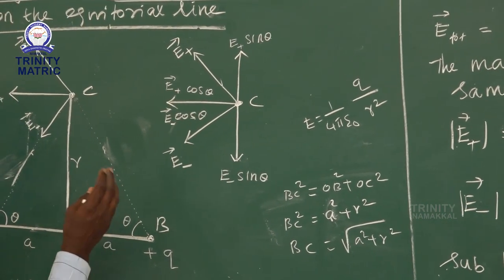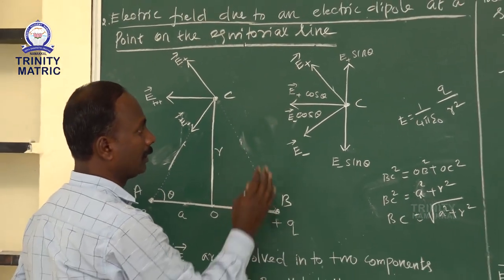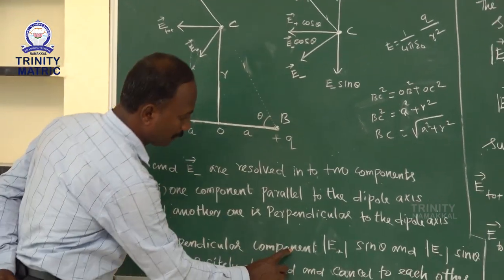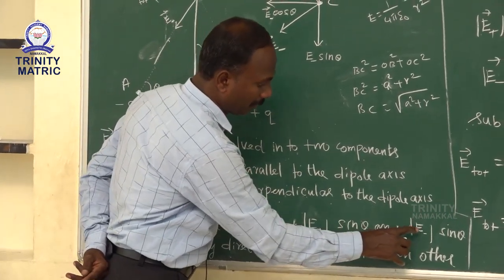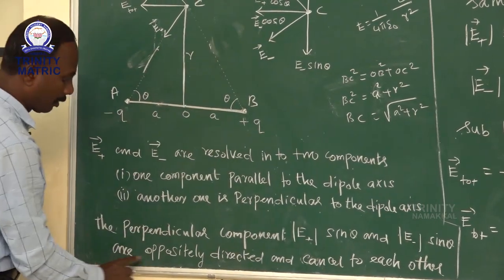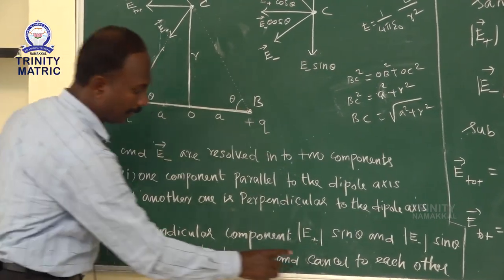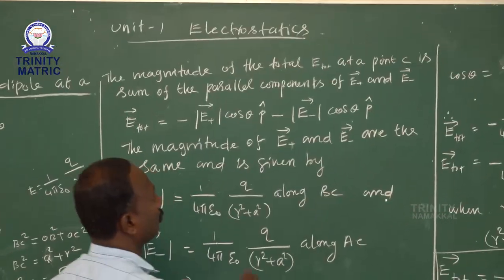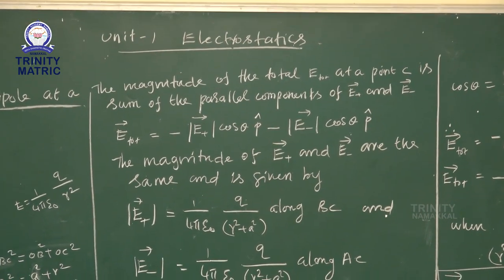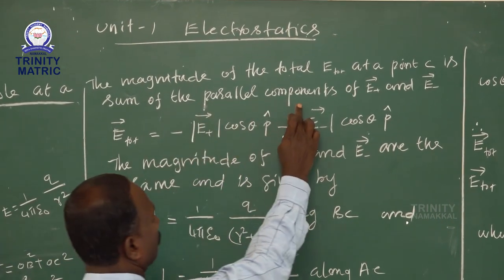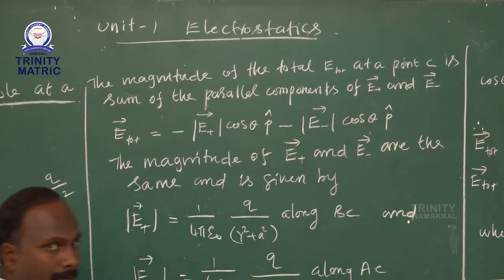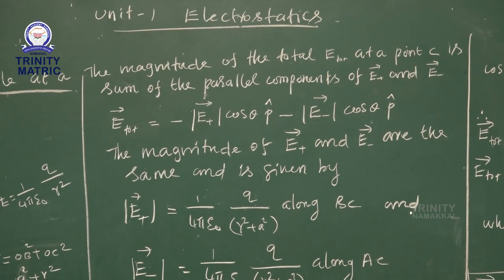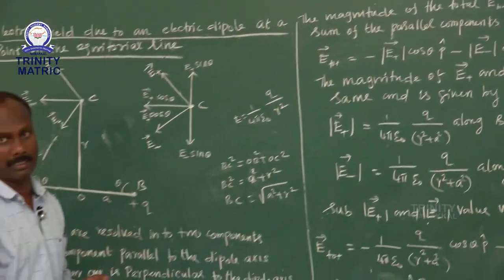Now, to add up the total electric field, only the resultant of the parallel components remains. So the perpendicular components, E plus sin theta and E minus sin theta, are oppositely directed and cancel each other. The magnitude of the total at point C is the sum of the parallel components of E plus and E minus. So to calculate the resultant electric field at point C, we need only the parallel components.